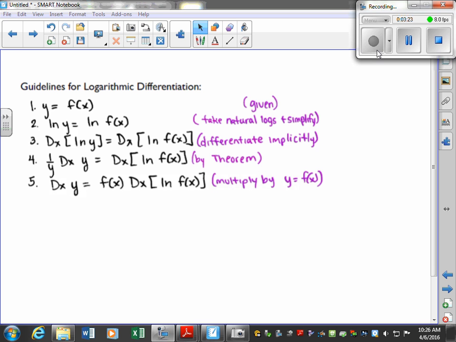And the last thing we'll remind you about before we start some examples is going to be the guidelines for logarithmic differentiation. So when we get to these specific examples, it may help to come back to these steps to remind ourselves. So we'll be given a y equals f of x, then we're going to take the natural log of both sides, we'll differentiate implicitly, we'll use our theorem here to rewrite this, and then we'll multiply both sides by y equals f of x to solve. So these are just some steps to remind yourself. And the next thing we're going to do is we're just going to spend a lot of time working some examples.